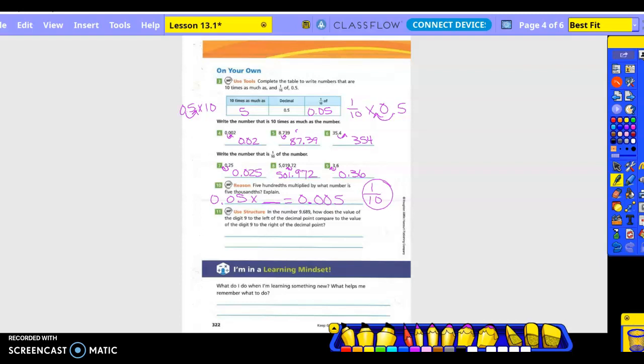Number 11, use structure. In the number 9 and 689 thousandths, how does the value of the 9 to the left of the decimal point compare to the value of the digit 9 to the right of the decimal point? So here to here. So 9 in the one spot is how many times larger? 3 times. So 1 with 3 zeros is what? Is 1,000. Is 1,000 times larger than the 9 in the thousandth spot.